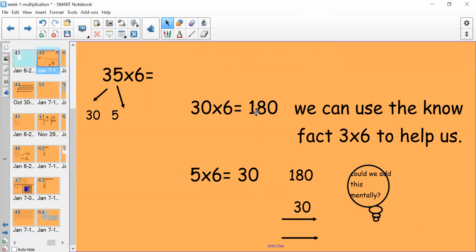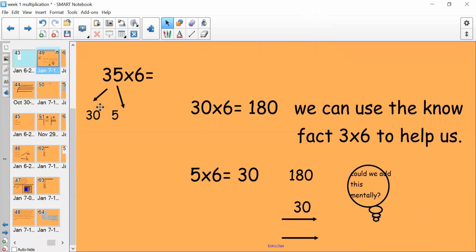So 30 times 6 is 180. We can use the known fact 3 times 6 to help us, because 3 times 6 is 18, so 30 times 6 is 180. Then we take the 1s, so 5, and multiply that by 6. So 5 times 6 equals 30.